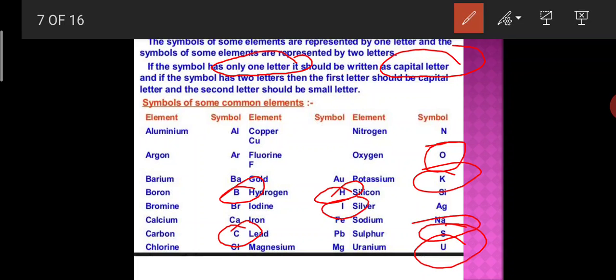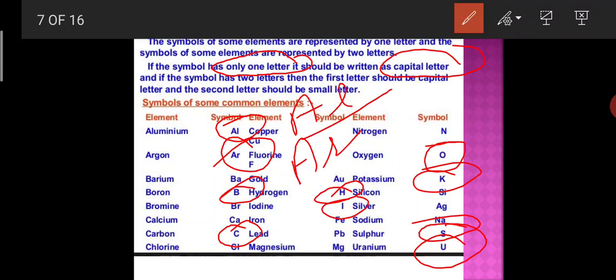Okay. And if the symbol has two letters, the first letter should be written in capital and the second letter in small. So you can see aluminium, Al, argon, Ar, barium, Ba. The first letter is written in capital letter, and the second letter is written in small letter.